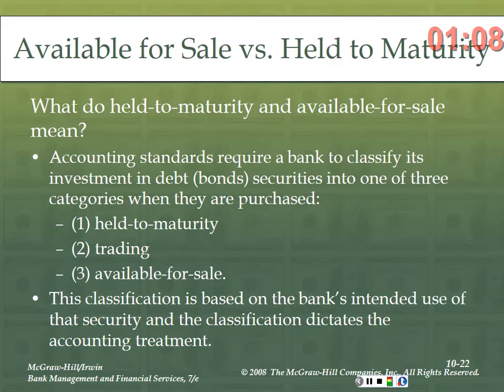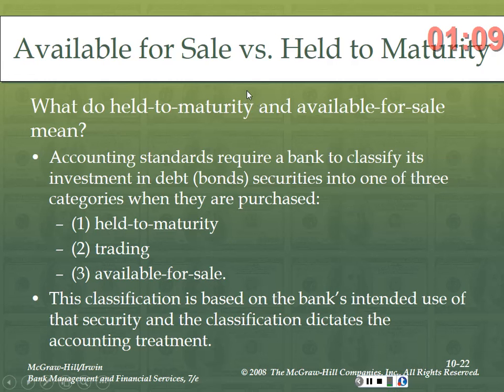And the last part of this chapter, we're not going to spend a ton of time here, but it talks about available for sale versus held to maturity. And the first question here is, what does all this mean when we talk about held to maturity versus available for sale?